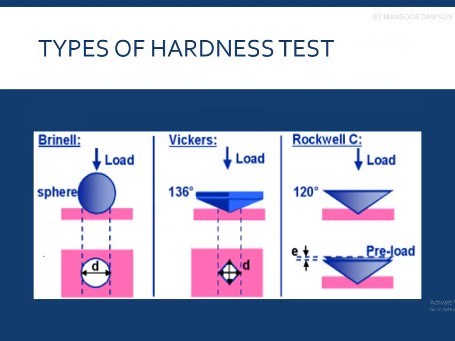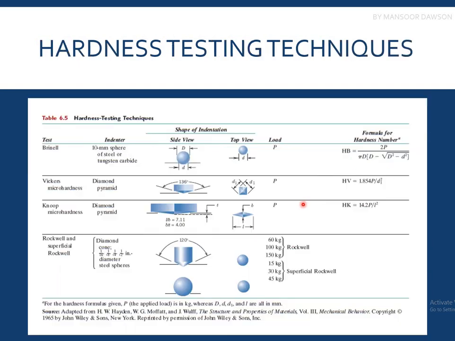So there are three types of hardness tests which are very common. One is the Brinell hardness test, one is the Vickers hardness test, and the other is the Rockwell hardness test. In the other slide you can also see that there is a Knoop microhardness, which is basically a micro Vickers hardness test with a very low load.